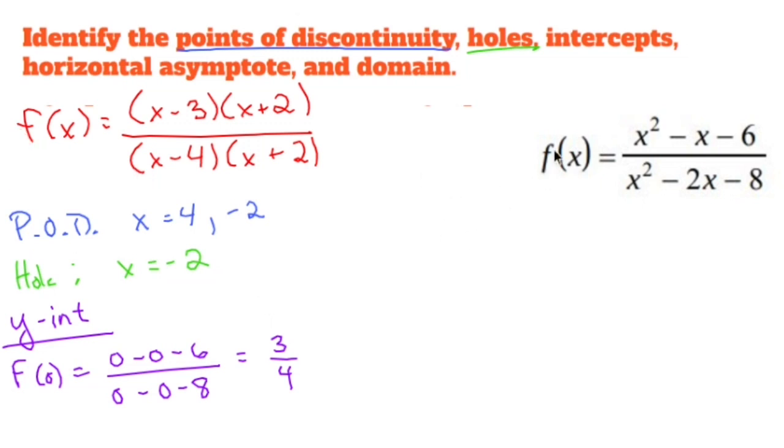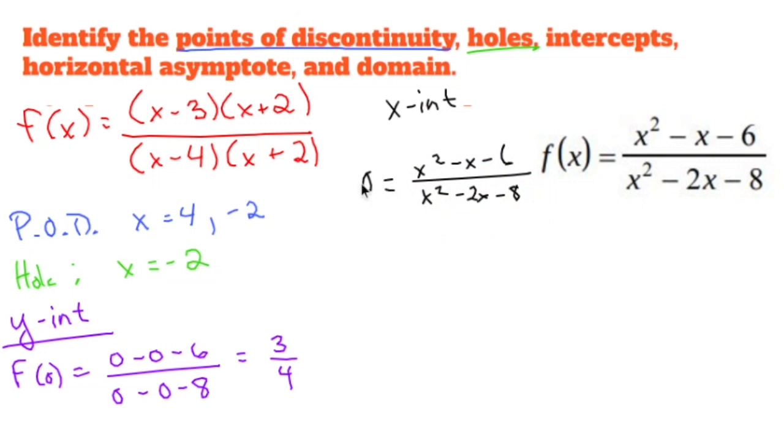Now, the x-intercept is a little more involved. For the x-intercept, I set my f of x equal to 0. So 0 equals x squared minus x minus 6 over x squared minus 2x minus 8.